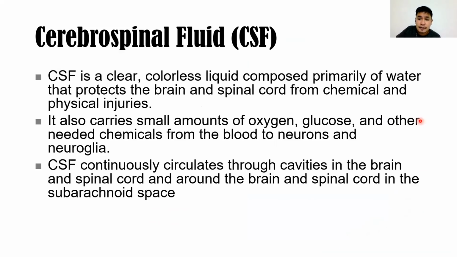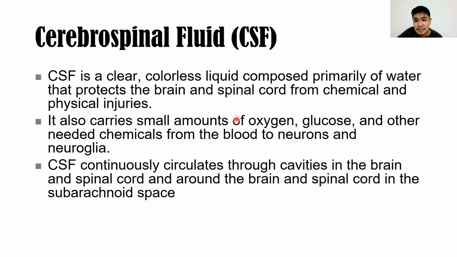So let's talk about this fluid, the CSF, cerebrospinal fluid. Where is it located? In the subarachnoid space. The CSF is a clear, colorless liquid composed primarily of water that protects the brain and spinal cord from chemical and physical injuries. That's the reason why your CSF is located in your brain, protecting the spinal cord, because your subarachnoid space is also present in the brain, covering the brain and your spinal cord.